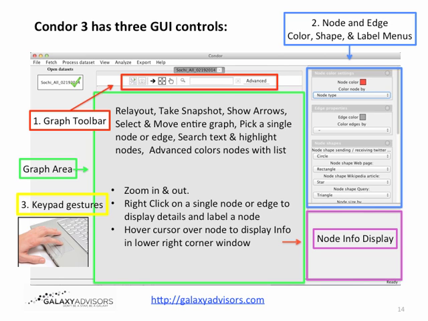Again, just as review, the graph toolbar at the top can re-layout the graph and show arrows of the direction. You can select to move the entire graph by picking a single node and then moving it around left, right, or sideways. You can right click on a node and see some options to display some content. In the second area on the right, the node and edge menus, you can change the color, shape, and label of your graph. And then finally, you can zoom in and out with your keypad gestures.